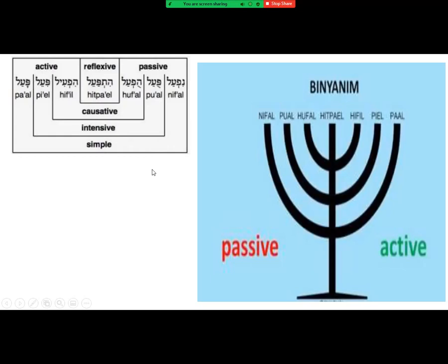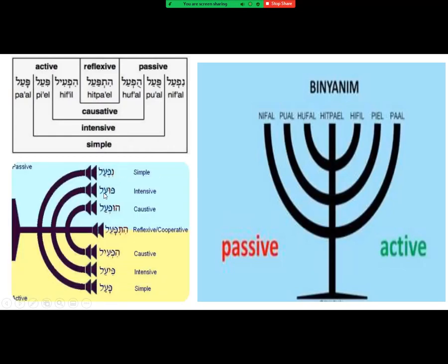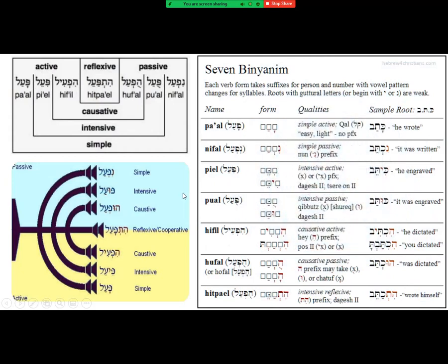And this is the same kind of thing. It's just the words in Hebrew, but again, we have the Pa'al and the Nifal up here, which are the simple ones. We have the Pu'al and the Piel, which are both intensive, and we have the causative, which are the Hufal and the Hifil, and the reflexive is in the middle. So looking at the binyanim, the 3 letters stay exactly the same.